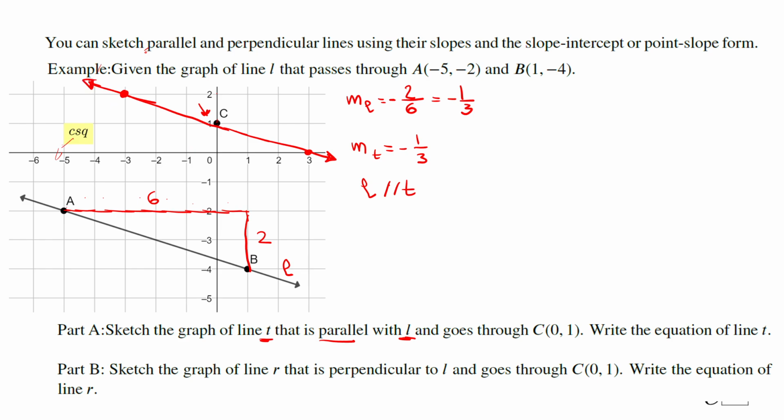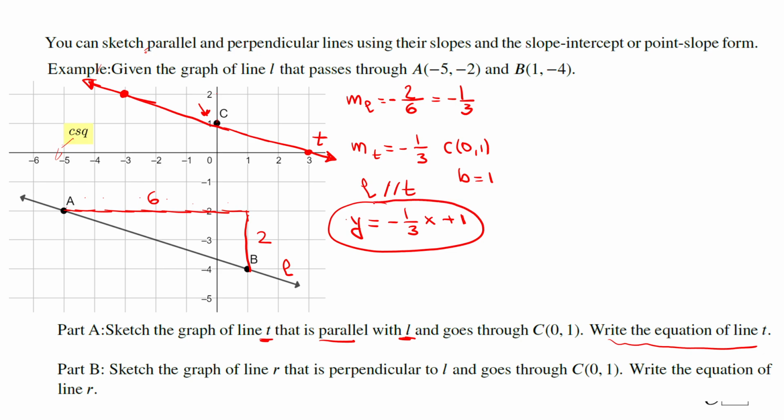Okay, so now the next thing is the last part here. It says write the equation of the line T. We know the slope is -1/3. The y-intercept is this point, which is at 0, 1, which means b is 1. Okay, so now we have the equation of that line. T will be y equals m, -1/3 x plus b, 1. This is the equation of that line.